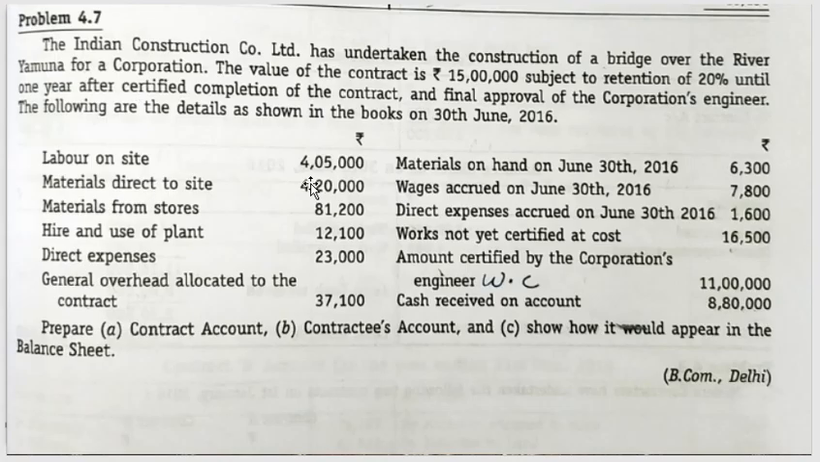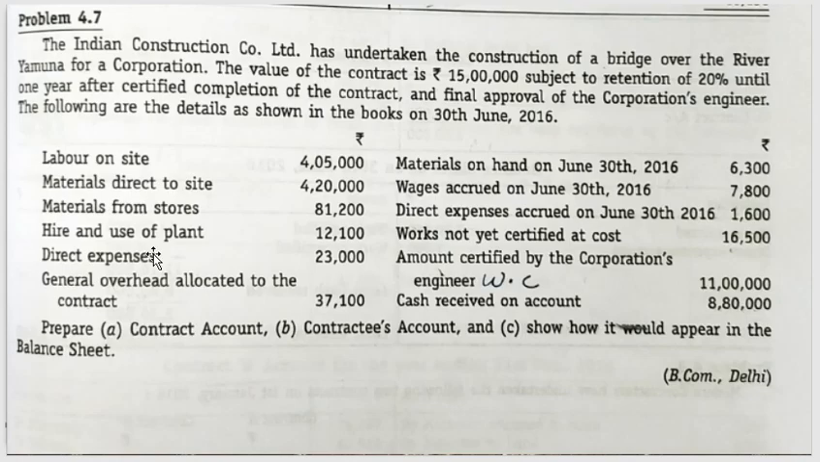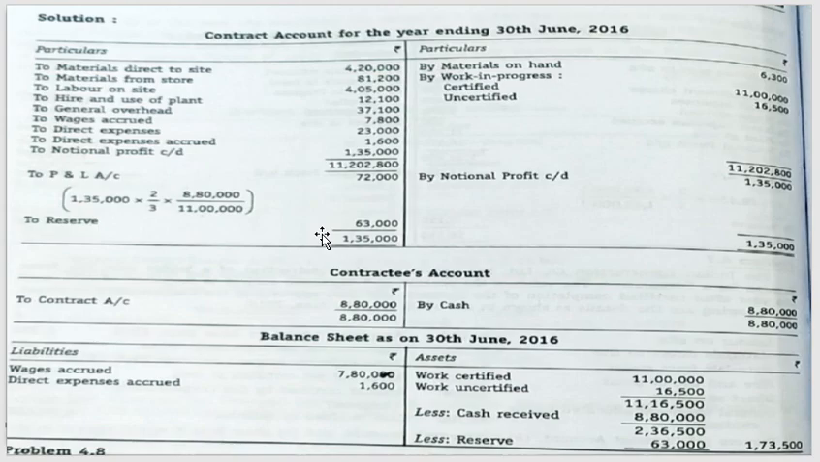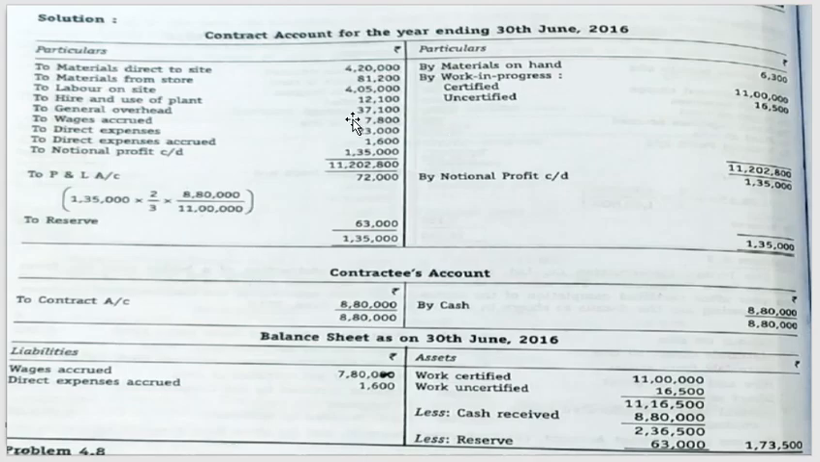And labor on site, so the expenses of the labor who are working on the site is 4,05,000, which has been recorded. Then hire and use of plant, so these plants are hired and used on the site for the contract work, which is 12,100, recorded. Then we have general overheads, it's nothing but an expense, so that will also be recorded, 37,100, as well as direct expenses of 23,000.